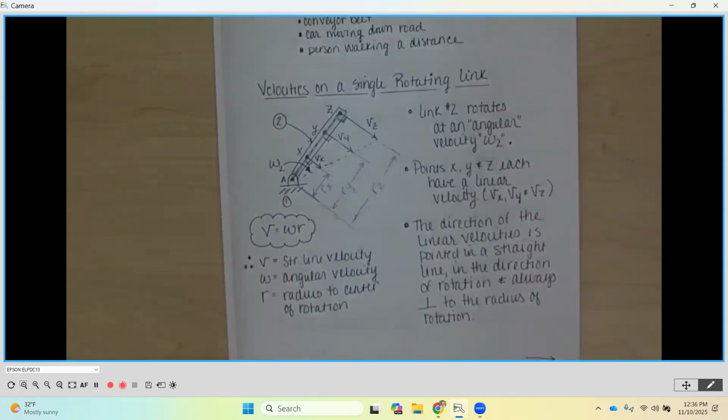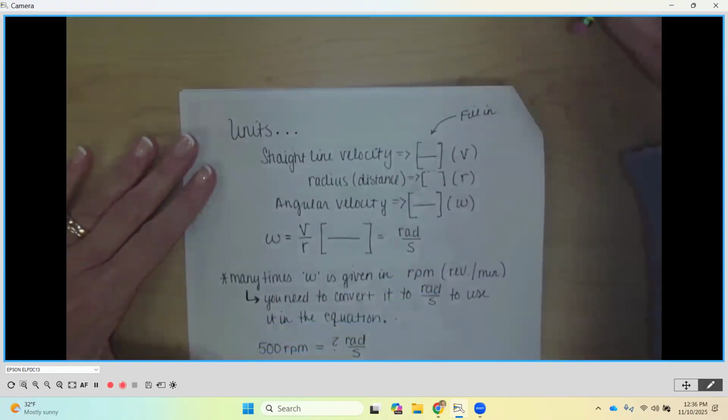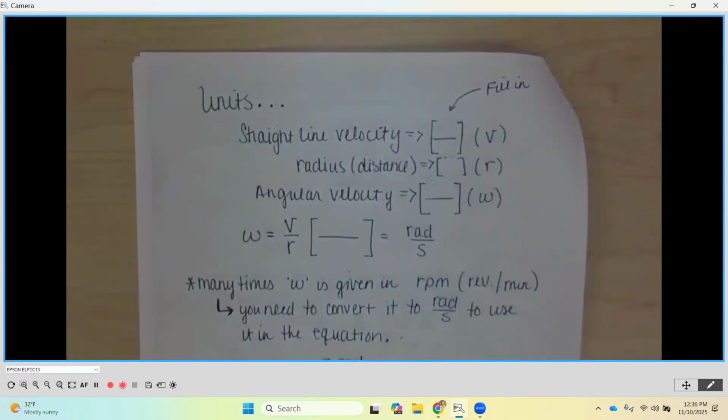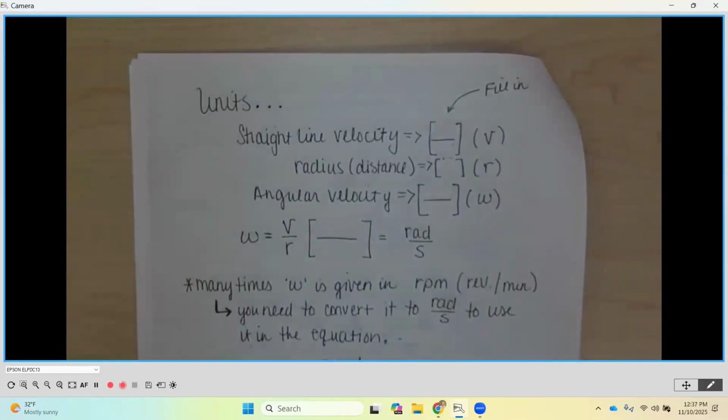Okay. All right. Let's turn the page. This is where we're going to start filling some things in. Okay. Units. So we've already talked a little bit about units. You probably know some of these. You're going to notice that in the brackets here, we've got places where we're going to be putting information. So this is where we're going to start filling in now.